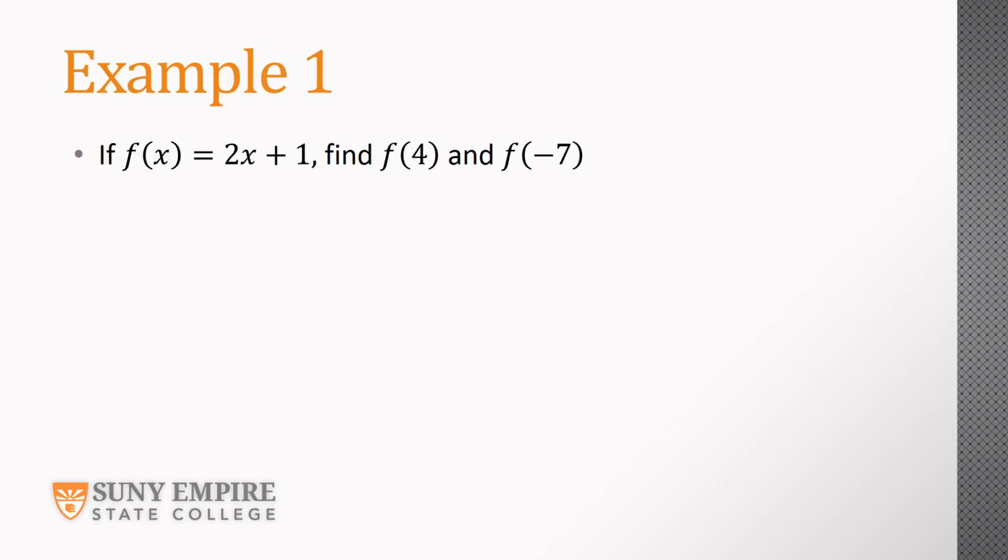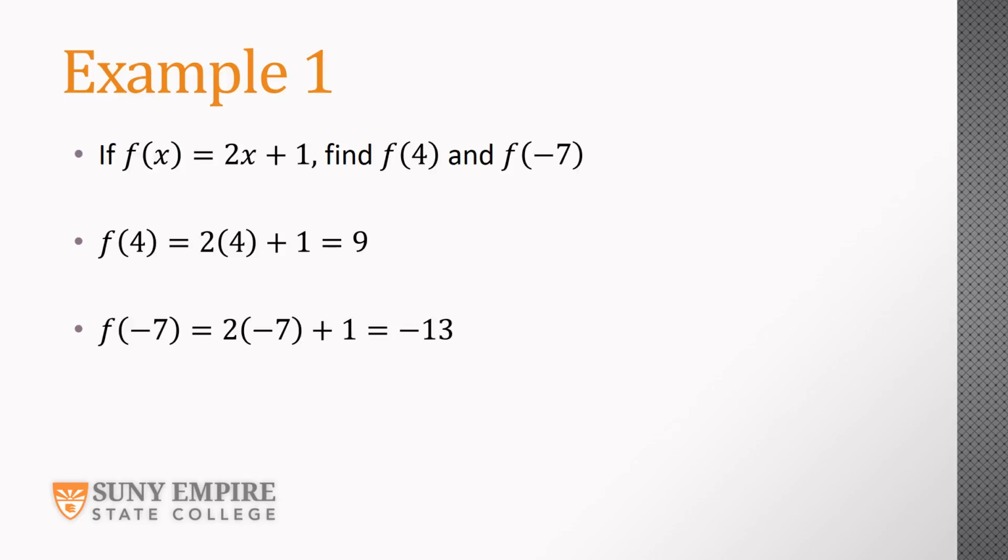For example, suppose f(x) = 2x + 1. We want to find f(4) and f(-7). To find f(4), we take the 4 and plug it in every place we had an x. So f(4) = 2 × 4 + 1, which equals 9. f(-7) becomes 2 × (-7) + 1, which is -13.